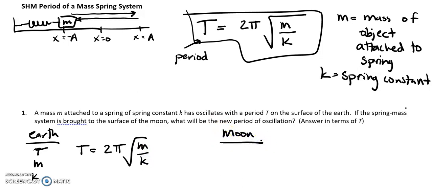Okay. So what changes when it comes to the moon? Does the mass of the object change? No. Mass always stays the same. Mass is not affected by the acceleration due to the gravity of the moon. K? That's a spring constant. That's just the constant of the spring. That doesn't change either. The only thing that's changing is acceleration due to gravity, which is not even in this equation. So does it change? No. Cool. So it's just T, whatever it was originally.